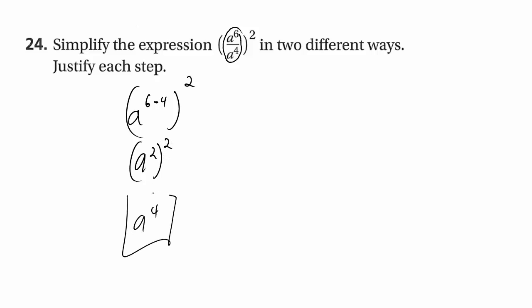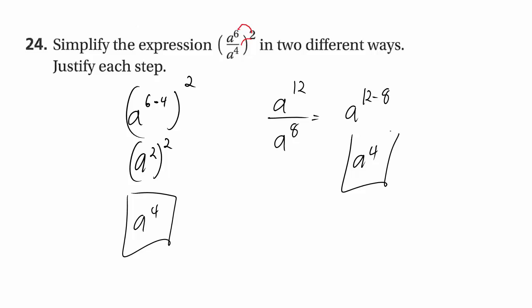Here's the other way to do it. Instead of working what's in parentheses first, you could have distributed that exponent to the top and the bottom. So you would get A, 6 times 2 is 12. On the bottom, A, 2 times 4 is 8. And then we could subtract later. So A to the 12 minus 8. So you still get A to the 4th. So that's two ways to work number 24.